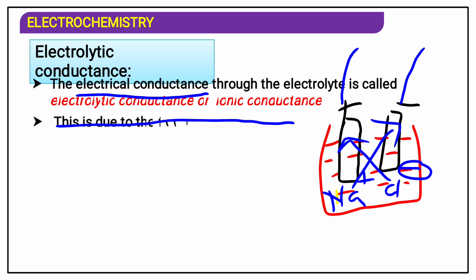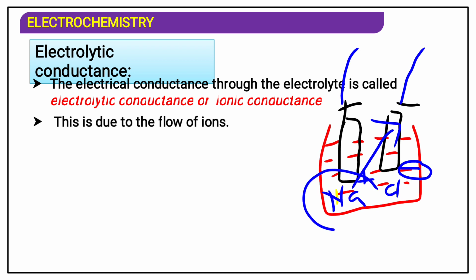Okay? And very important, here the electrical conductivity occurs due to the movement of ions. Very important point here, note that point. See here, Na+ is moving towards the negative electrode side, Cl minus is moving towards the positive electrode side. Means due to the flow of ions, conductivity occurs. Such a type of conductivity is called electrolytic conductance.